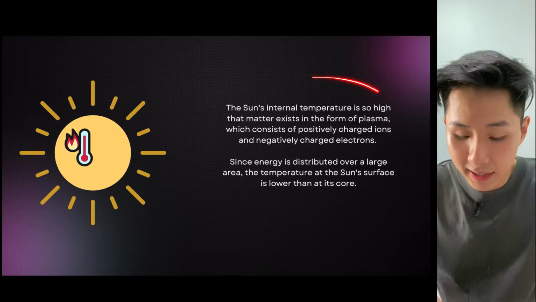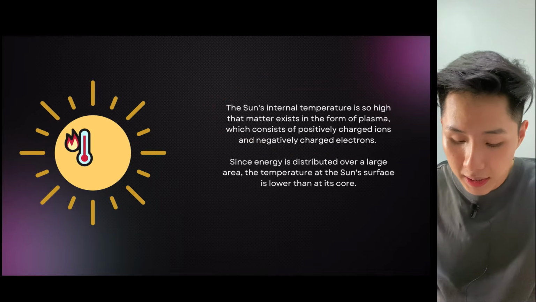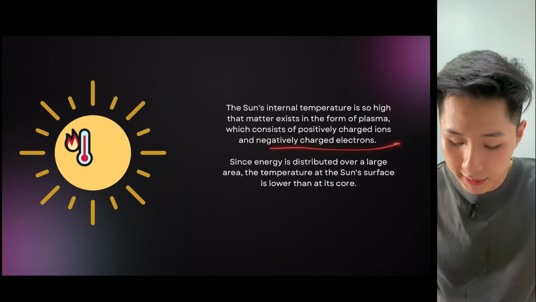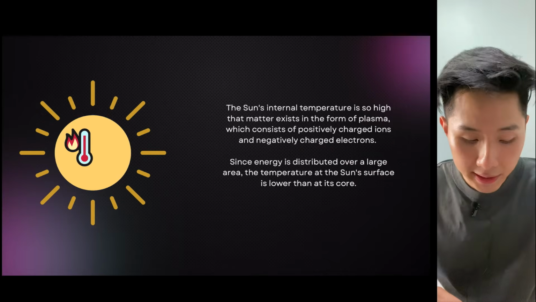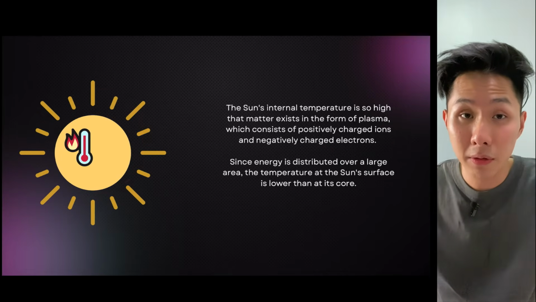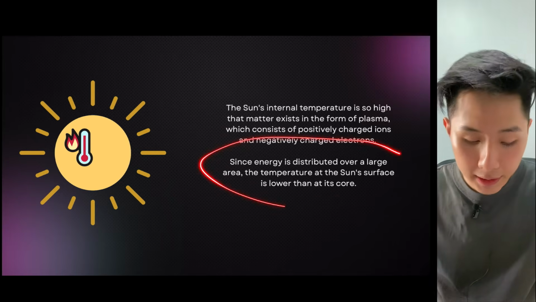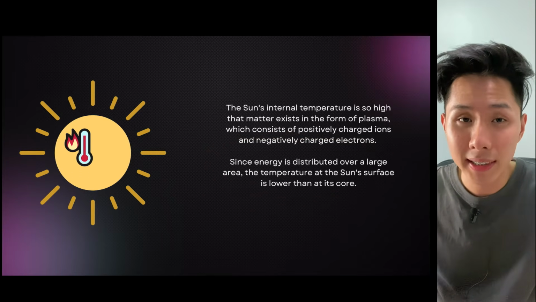And because the sun has such a high temperature, all matter only exists in the form of positively charged ions and negatively charged ions, electrons. And the energy is distributed over a large area. We know that the sun is much bigger than the Earth. Therefore, the temperature at the surface is a lot less than the core because the energy is being released.